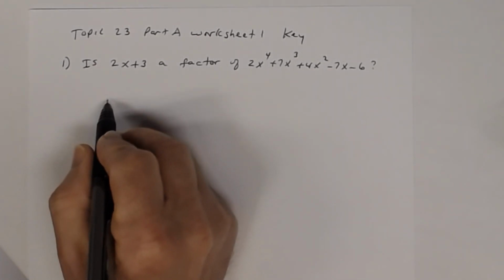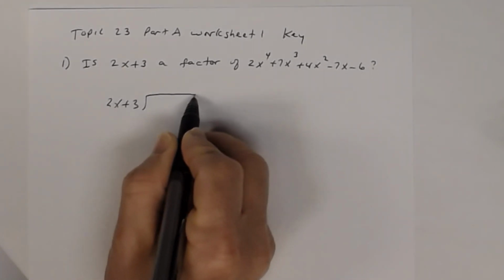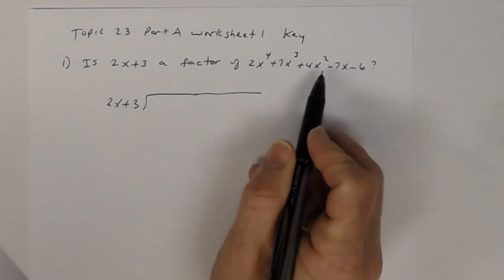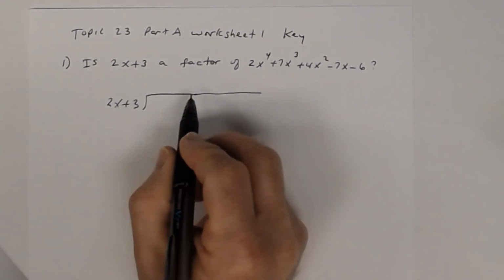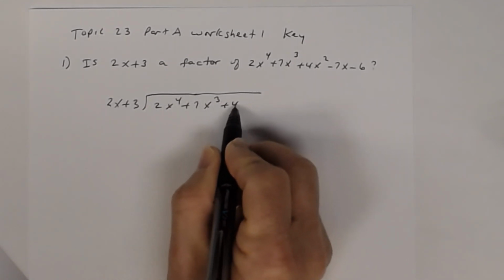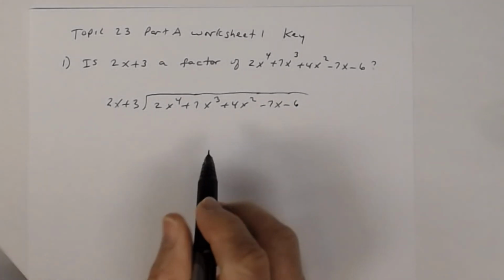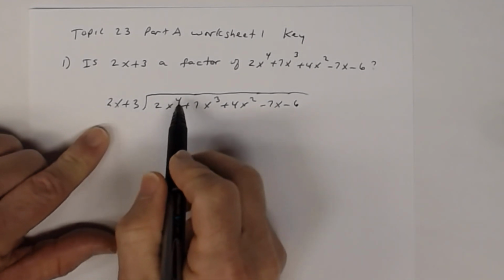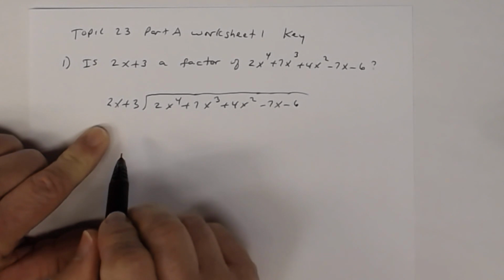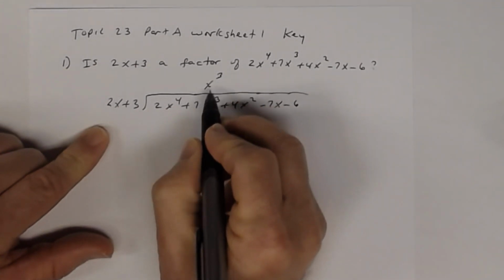Okay, so our divisor is 2x plus 3. You want to see if that is a factor of this polynomial. And it looks like there are no missing terms, and it's already in descending order. So I have 2x to the fourth plus 7x cubed plus 4x squared minus 7x minus 6. Okay, so remember first divided by first. So 2x to the fourth divided by 2x is going to be x cubed. So I'm going to put that over the x cubed column.